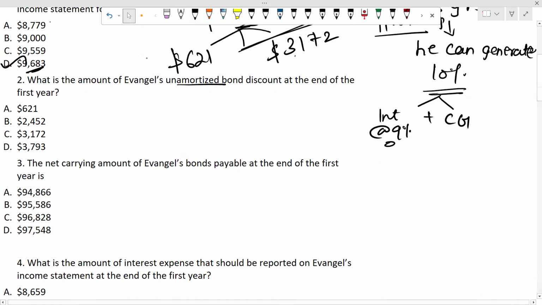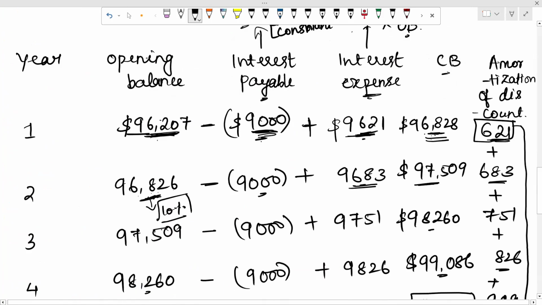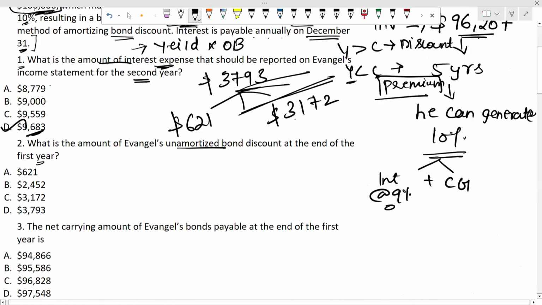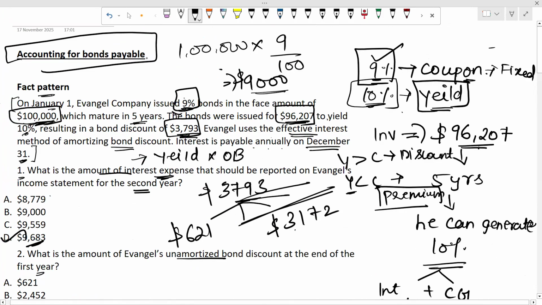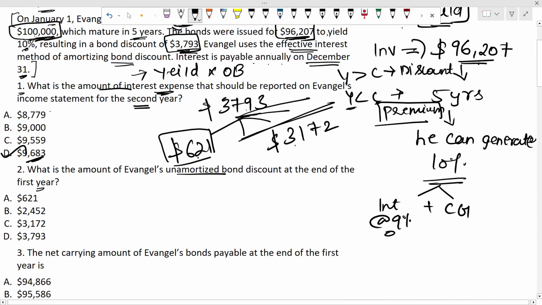What is the amount of Avengel's unamortized discount at the end of the first year? So listen, at the end of the first year, what is the amortized discount? 621. So the total discount is 3,793. The company issued the bonds at a discount of 3,793. Out of this, 621 is amortized at the end of the first year. So what is the remaining discount that is unamortized? 3,793 minus 621. We get 3,172. So option C is the right answer.